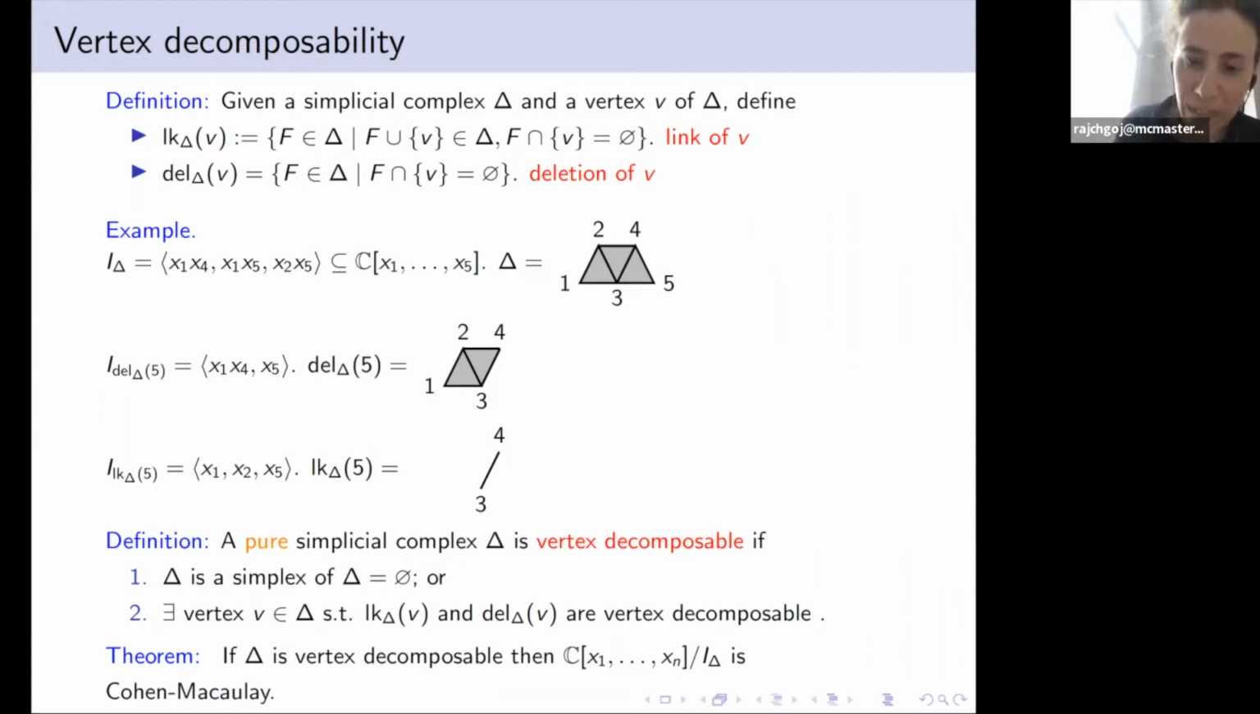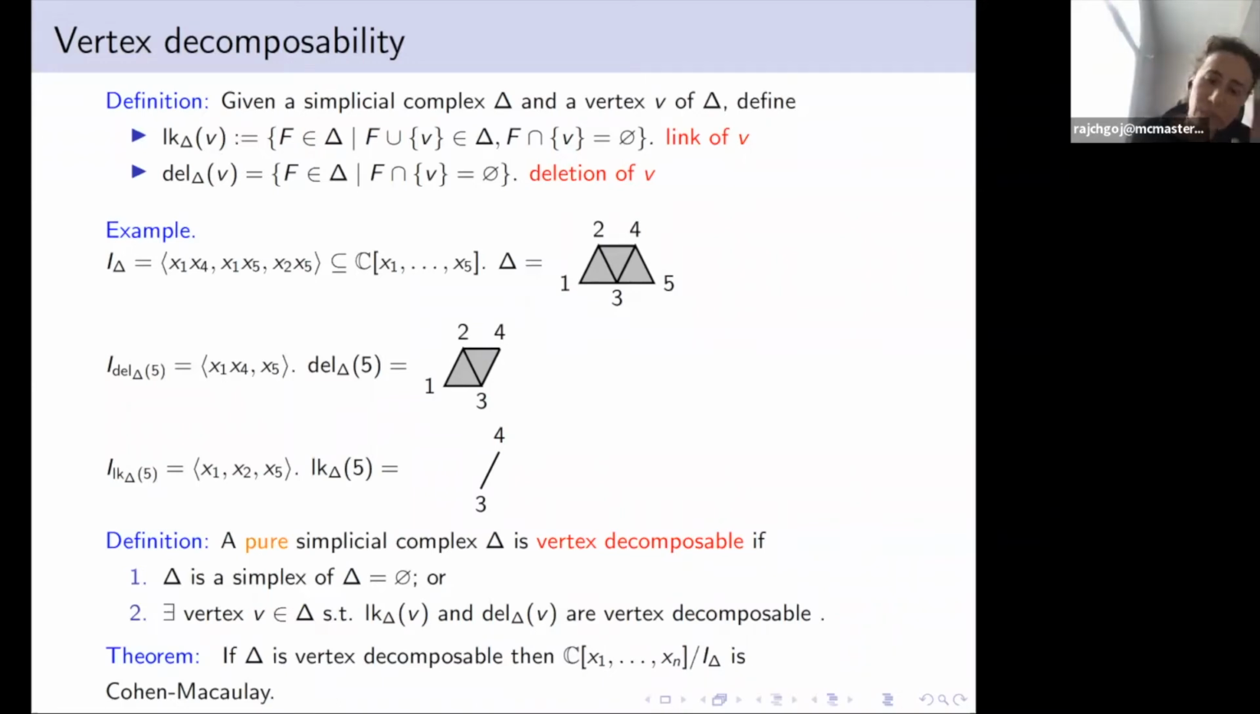A cone over vertex 5 of the link. And we say a pure simplicial complex, that is, all of the maximal faces are of the same dimension, is vertex decomposable if either delta is a simplex or delta is empty, or there exists a vertex such that the link and the deletion are vertex decomposable. So it's this recursive process.